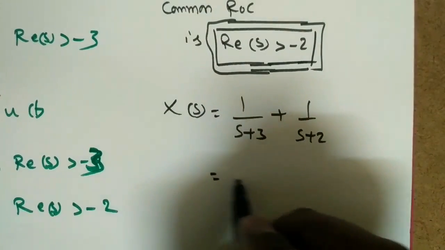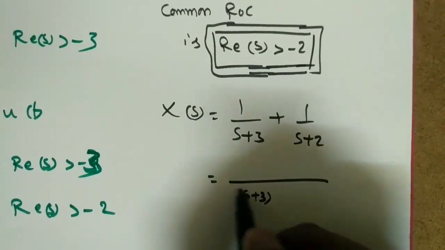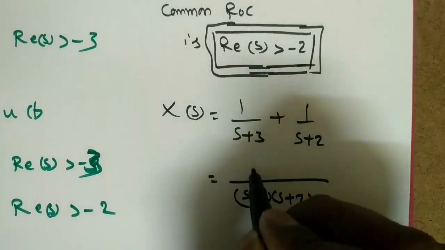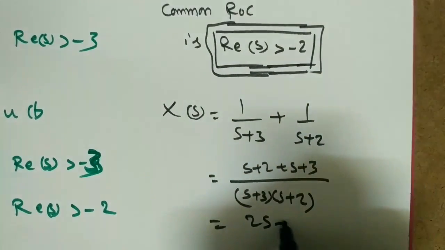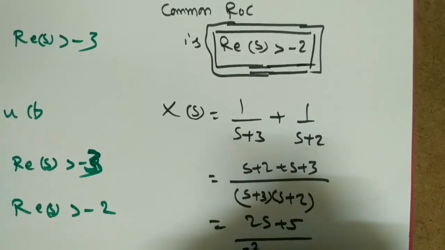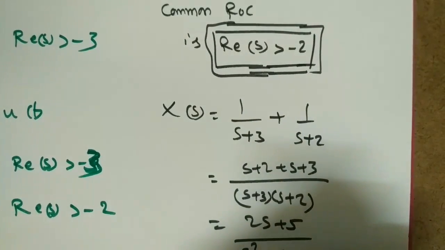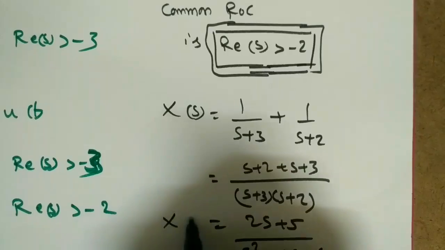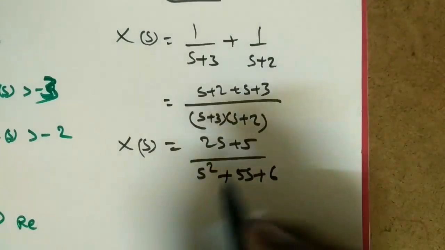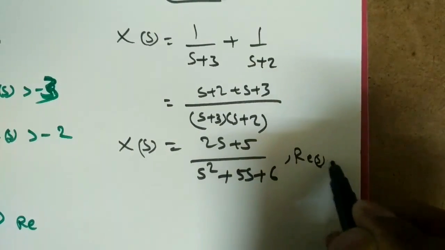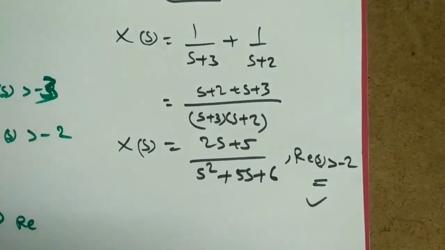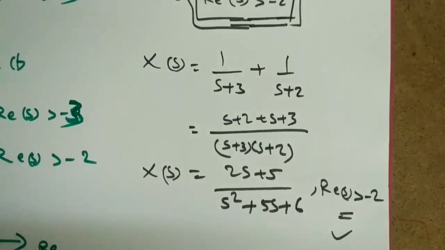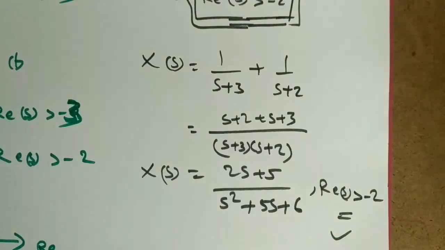Now if I take the LCM, this will become s plus 3 into s plus 2, and the numerator will become s plus 2 plus s plus 3. So 2s plus 5 by s square plus 2s plus 3s, that is 5s plus 6. So this is the overall Laplace transform where the common ROC is real of s greater than minus 2. This is how we need to take the summation of the two signals, right?